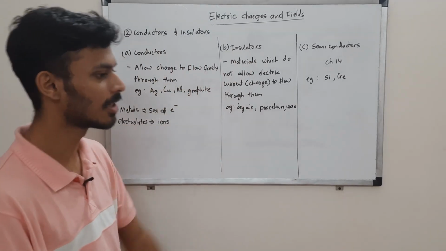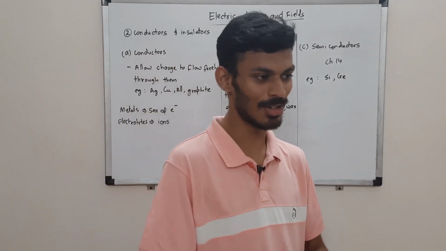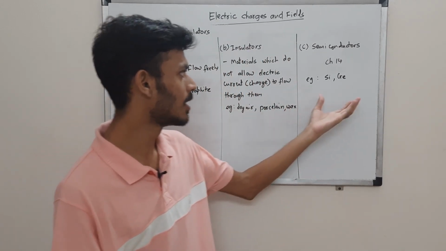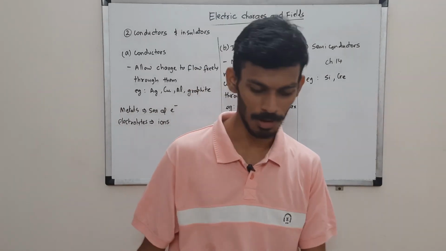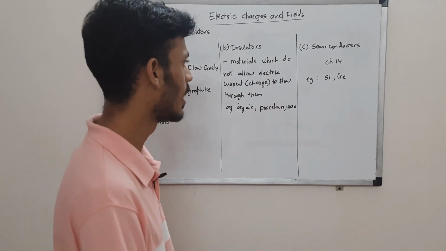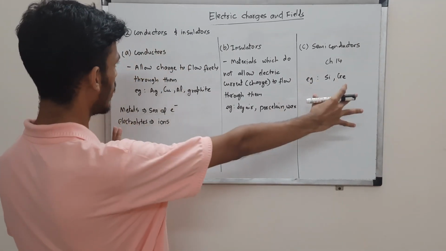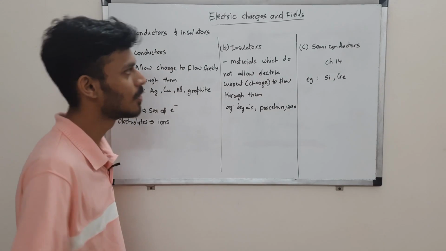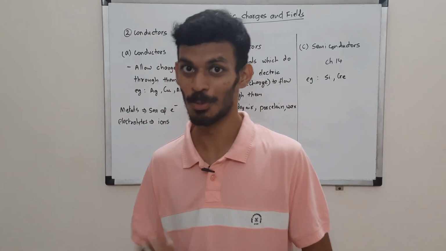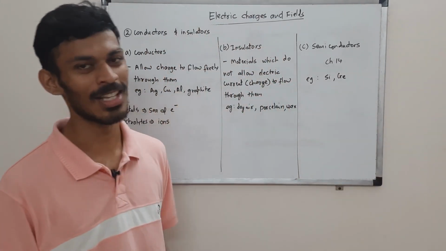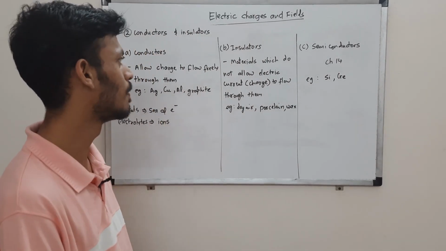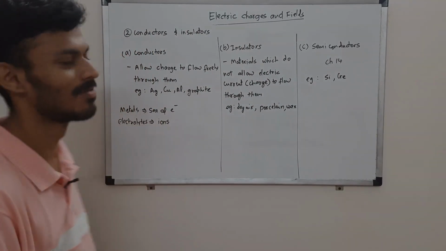Now semiconductors are a special type of material. There is a whole chapter based on them. The examples are silicon and germanium, those are the intrinsic type. You will learn more about them in chapter 14. They are very fascinating. They have conductivities between conductors and insulators, but they have properties which render them very useful, more useful than the conductors. We'll learn about them in a special chapter, so for now you can just remember the examples and move to the next section.